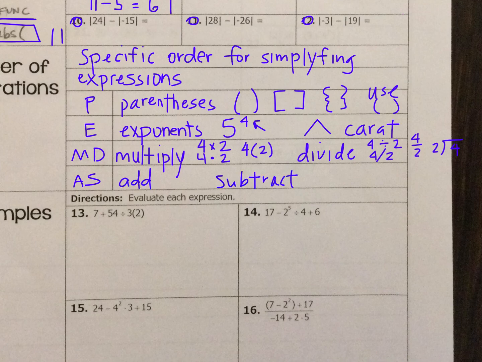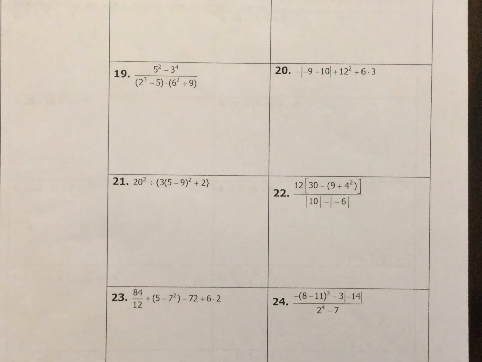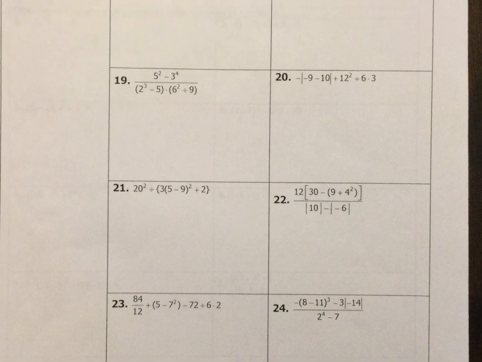So the good news for you is that your calculator is very smart and knows how to do order of operations. I want you to turn over to the back side of this page, and I'll show you what I need you to do. On this page, I need you to do number 19, 20, 21, 22, 23, and 24 and turn it in to me.